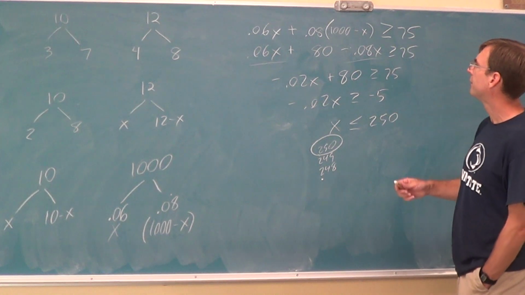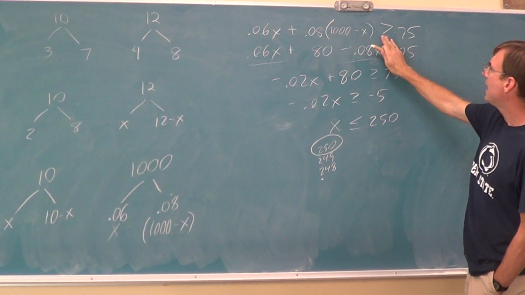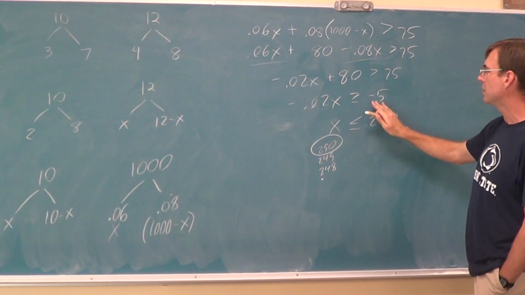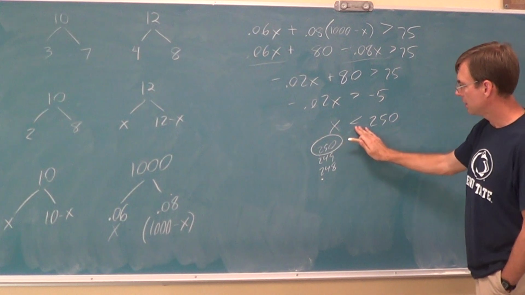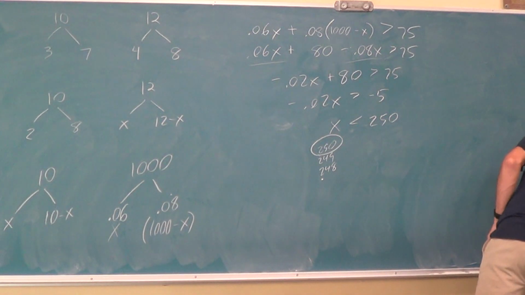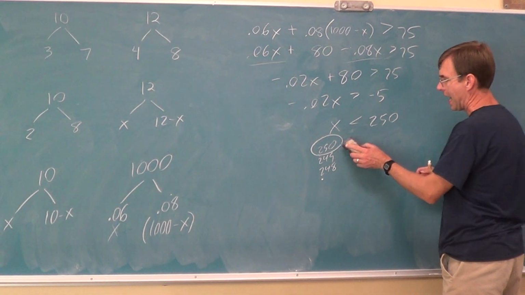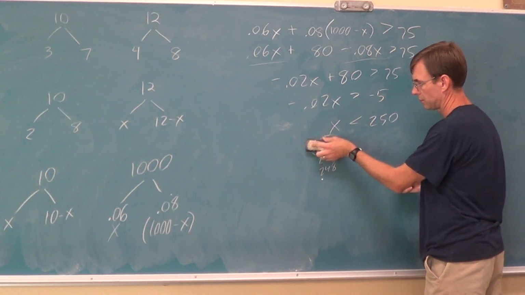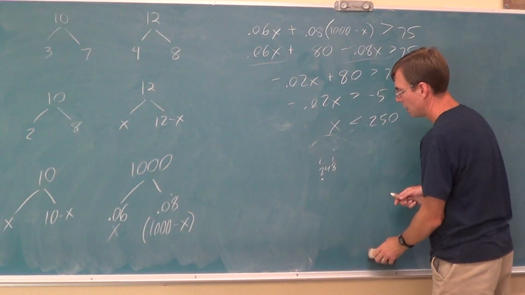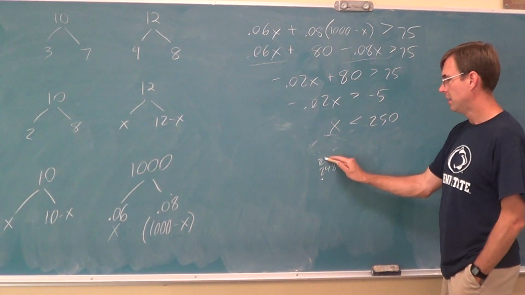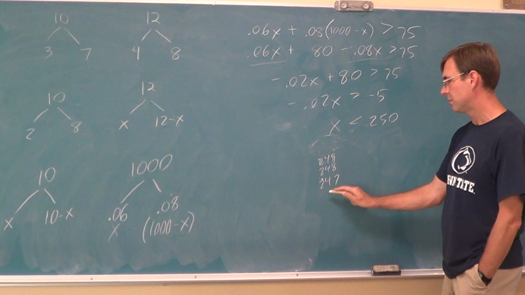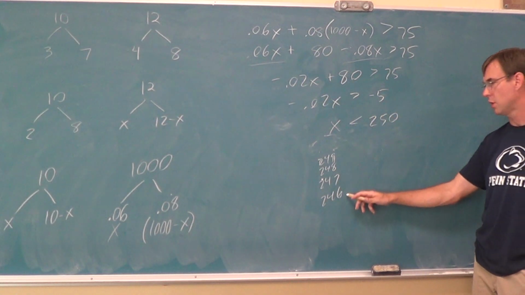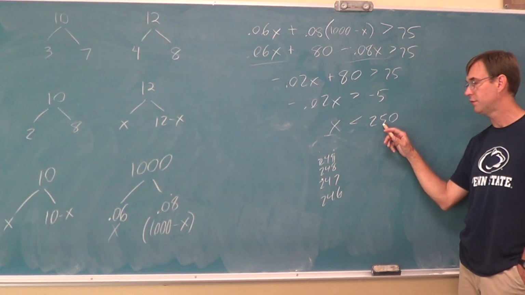Here's a what if. If this didn't have an equals, this wouldn't have an equals, neither would this. So 250 would go out. 250 itself is not less than 250. So we'd be working with stuff like 249, 248, 247, 246. Those are the types of numbers that make this true, because those numbers are less than 250.